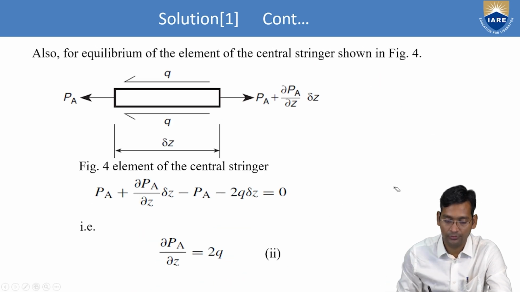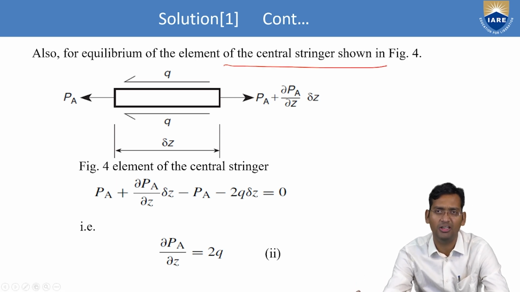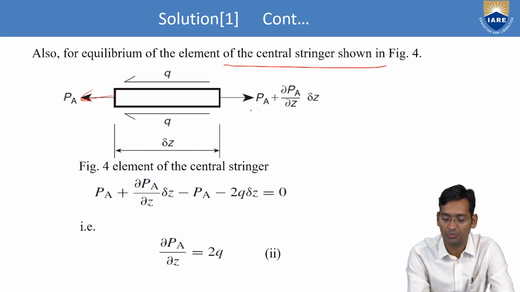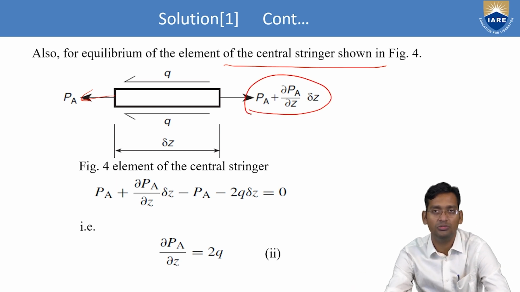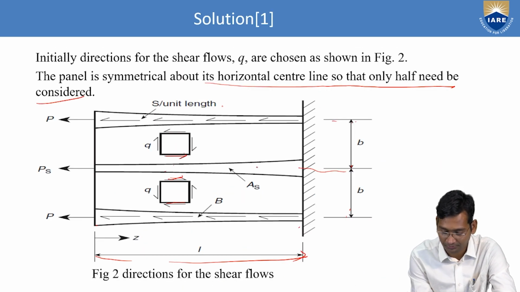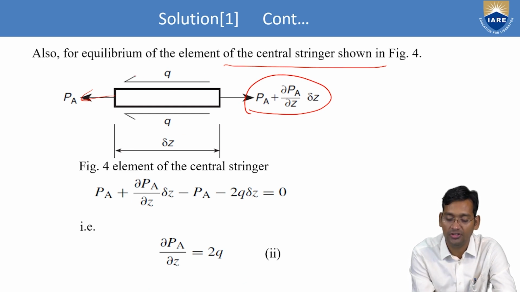Okay. Now, also for equilibrium of the element of the central stringer. Now top or bottom, either you can find, that will be the same. Now for the central one, the central stringer, PA will act in this direction. So again PA plus del PA by del Z into dz will act in this direction. This is the central stringer. We have taken this in this direction. So for the central stringer, this will be the direction of Q, and this is given here. So this is the direction of Q. This is PA, this one.